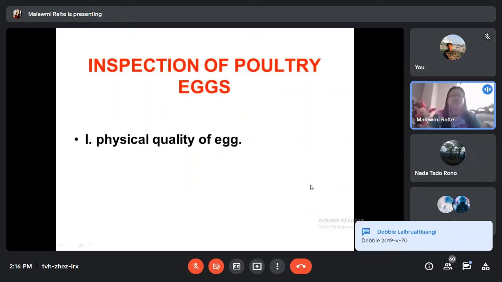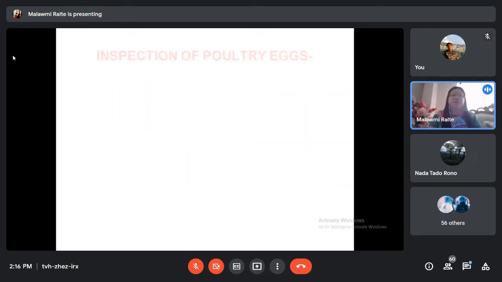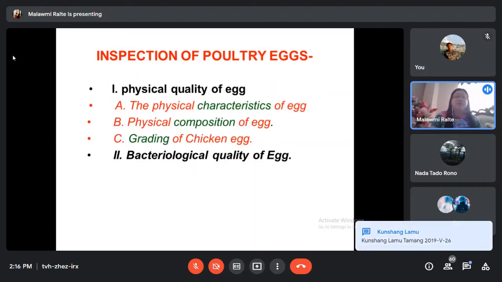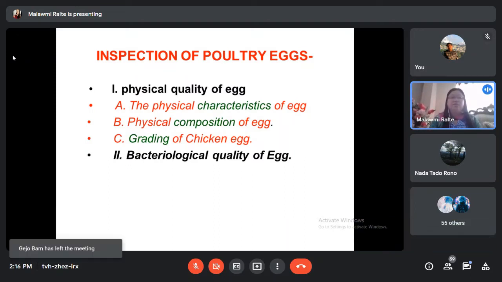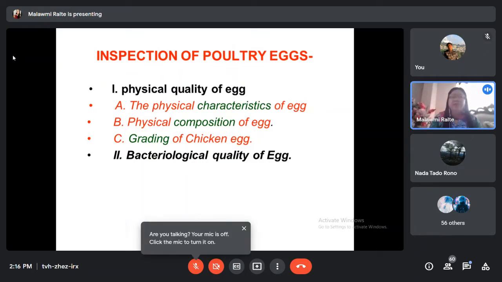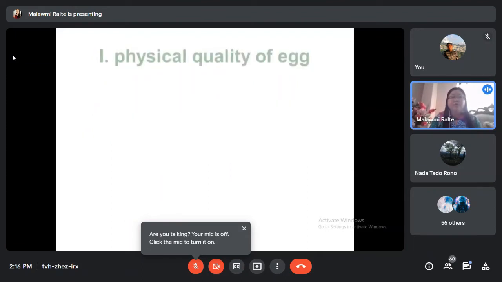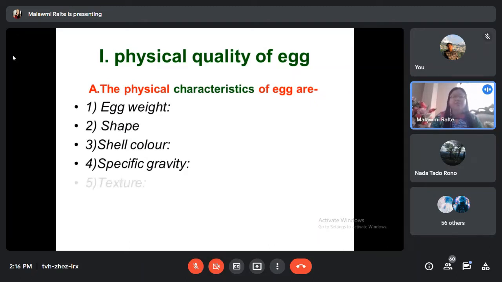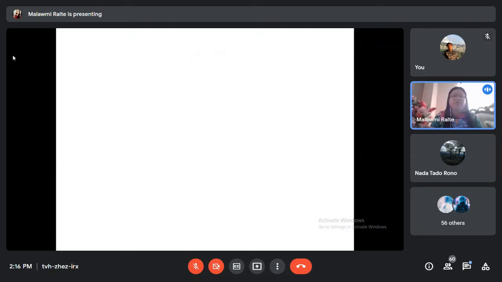One is physical quality of egg, and the other one is bacteriological quality of the egg. Under the physical quality of egg, it is again subdivided into three types: the physical characteristics of egg, the physical composition of egg, and grading of the chicken egg. The other one is bacteriological quality of egg. The physical characteristics of egg is again subdivided into five different categories: the egg weight, the shape, the shell color, the specific gravity, and the texture of the egg.